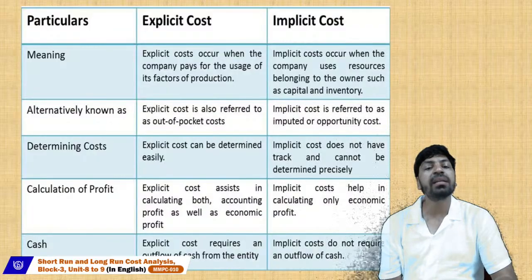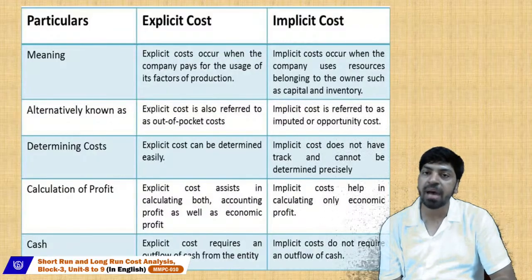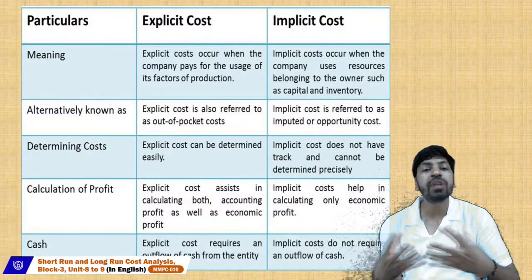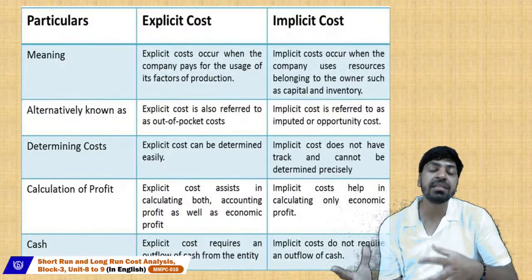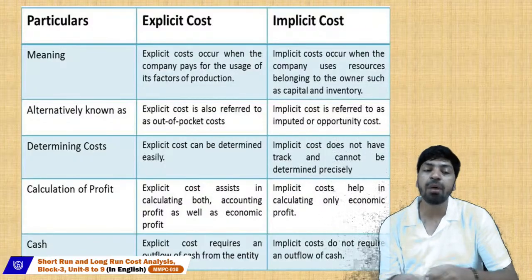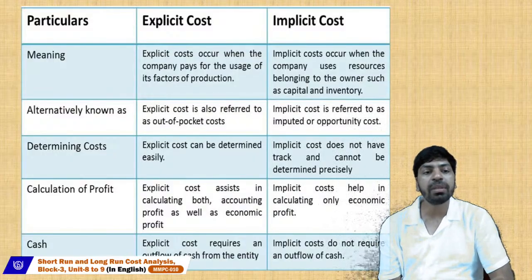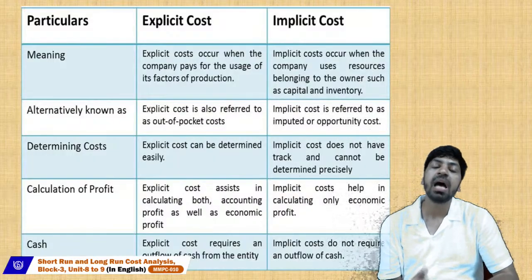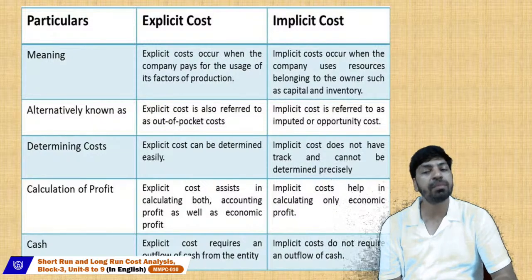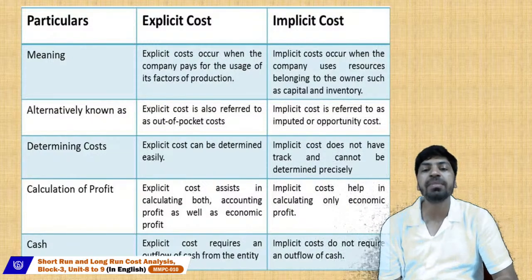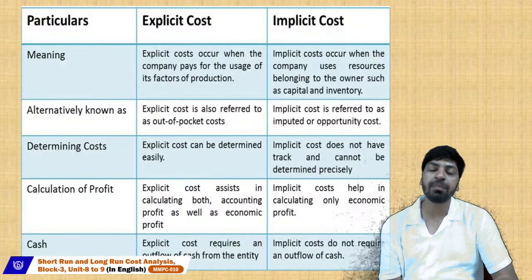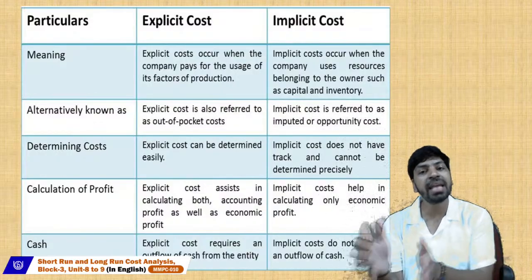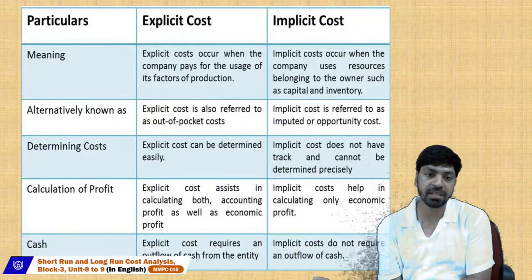Then we talk about determining the cost. Explicit cost can be determined very easily, but implicit cost does not have any track, is not recorded or reported, and is not easy to determine accurately or precisely. When we talk about the calculation of profit, explicit cost assists in calculating both accounting profit as well as economic profit. But implicit cost helps to calculate only the economic profit. That means the foregone benefits from the next best alternatives.